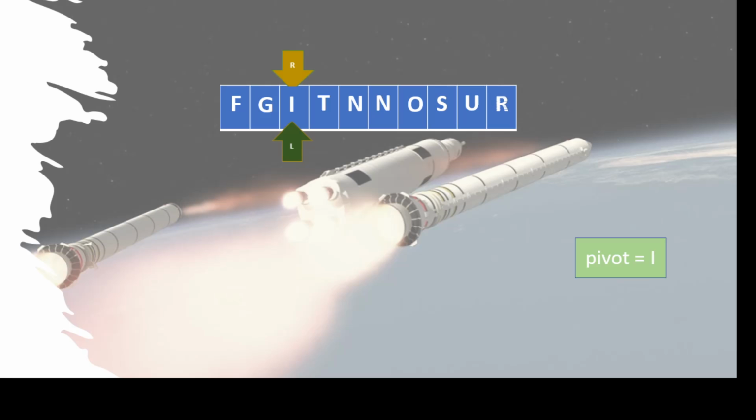we swap that location, our stop location, with the pivot. And so now we know everything to the left of the pivot is less than that location. Everything to the right of the pivot is greater than that location. So F and G are less than I, and T, N, O, S, U, R are greater than I. And so it doesn't mean that everything's sorted, but everything to the left is less than everything to the right at that point of the pivot. So we know the pivot is in its right spot wherever it's going to end up.